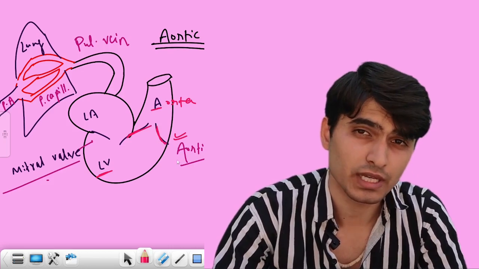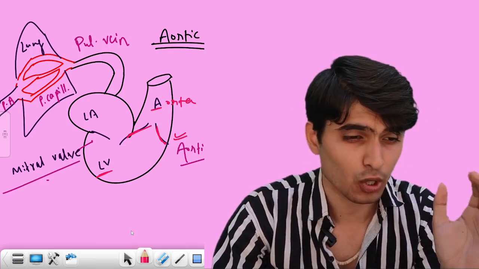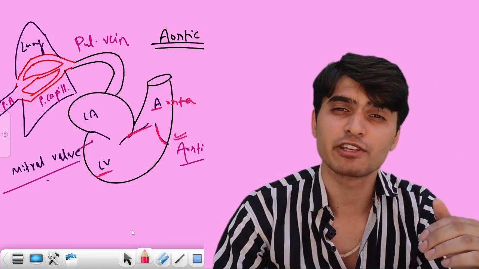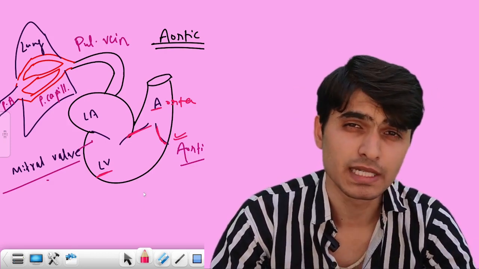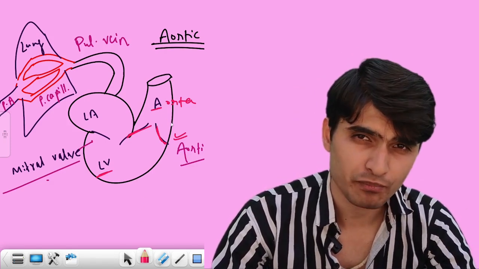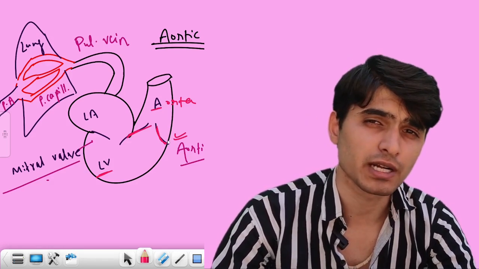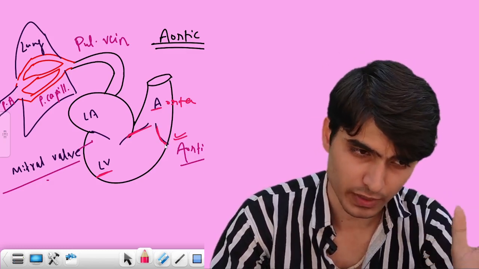If this root gets narrow, that is called aortic stenosis, right? And stenosis can be at three levels: either at the level of the valve, above the valve, or below the valve. If it is above, then it may be associated with the Williams syndrome, and if it is below the valve, that can be your HOCM, hypertrophic obstructive cardiomyopathy, right? And more commonly, it is at the level of valves, right?